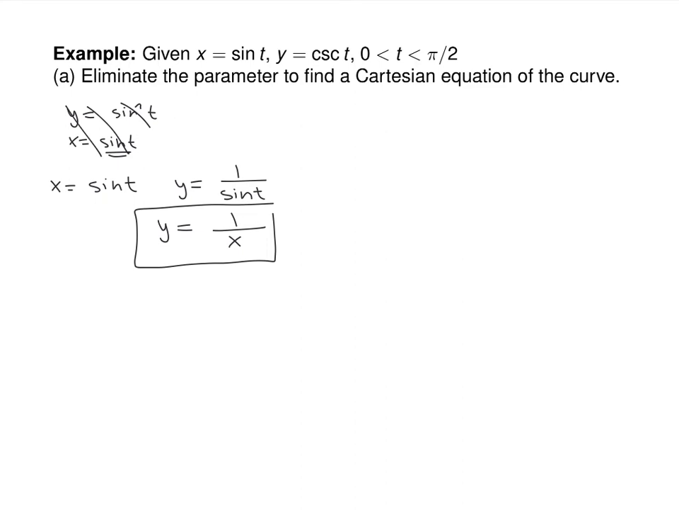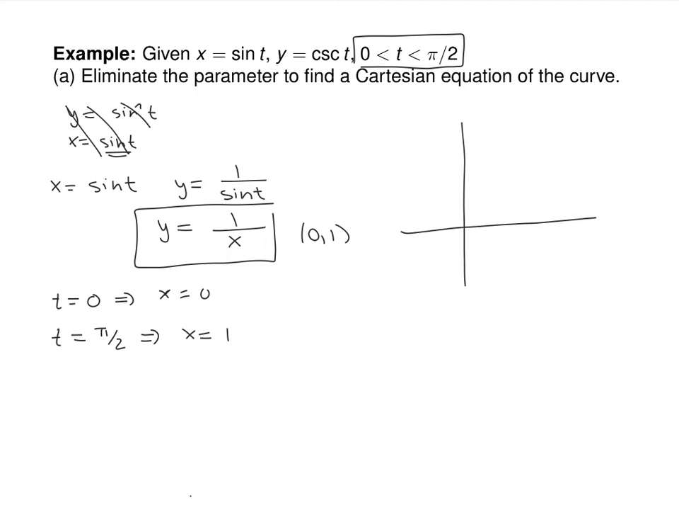Now, there are restrictions. So these restrictions are t must be between 0 and pi halves, non-inclusive of those endpoints. So we can't actually plug in 0, but t equals 0 does imply that x equals 0. So that probably is the left endpoint of our interval. And if t equals pi halves, well, then x would equal 1. So it looks like we're restricted to the interval from 0 to 1.